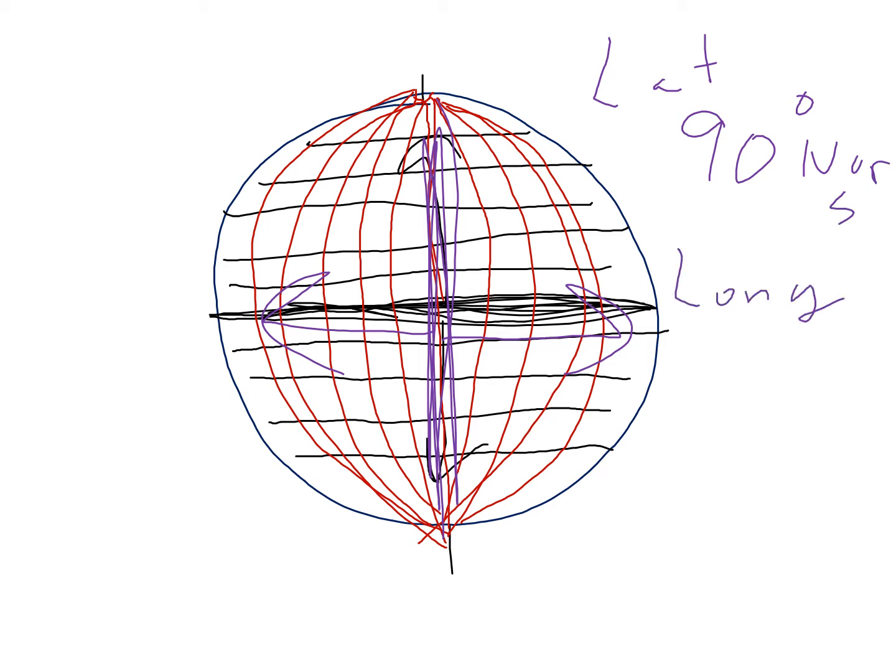Longitude, maximum is 180 degrees east or west. So this is the basic idea of latitude and longitude. Using this method, we can identify absolutely any place on the globe. That's pretty good. We need to be able to identify your exact location on the globe.